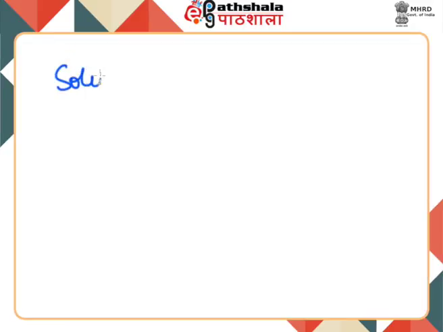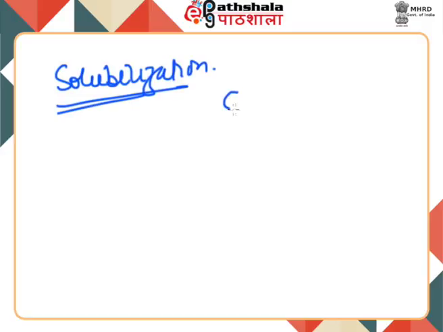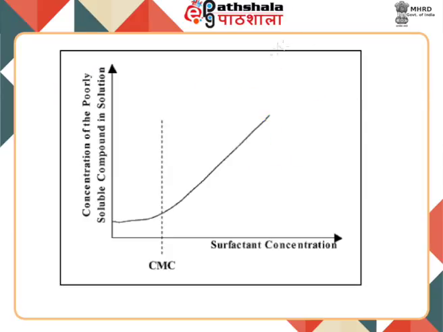Now let us try to understand the solubilization. If we plot the solubility of a poorly soluble compound as a function of concentration of surfactant, then usually the solubility is very low until the surfactant concentration reaches the CMC value. So let us consider this plot, and you can see here that the y-axis is the concentration of the poorly soluble compound in solution, which is being plotted against the surfactant concentration.